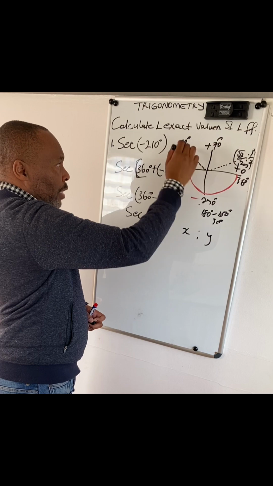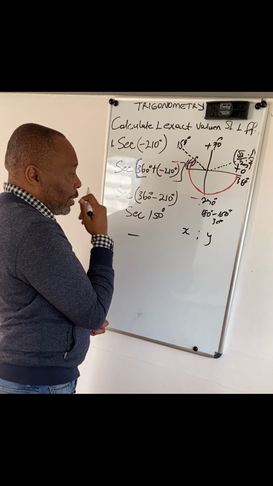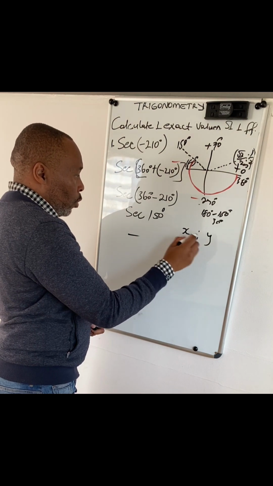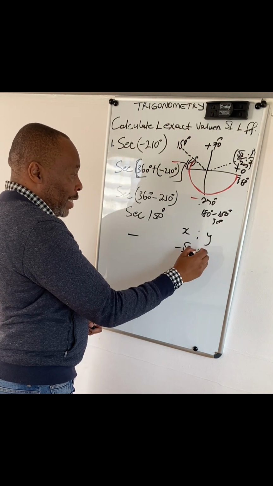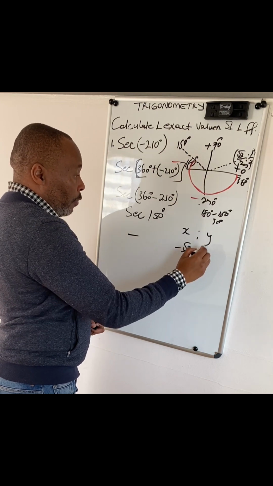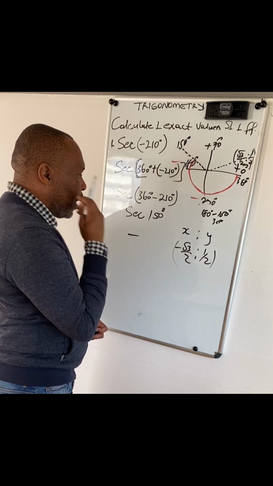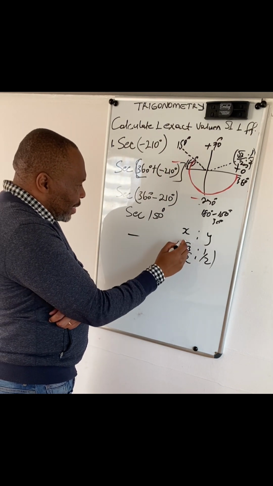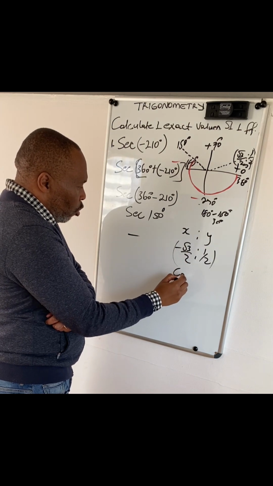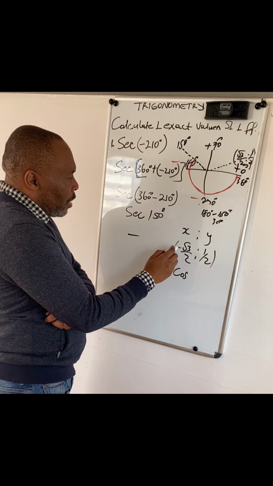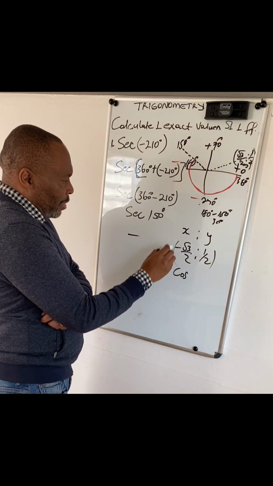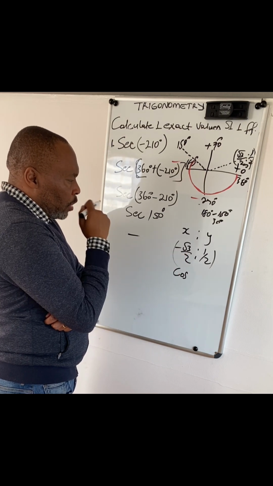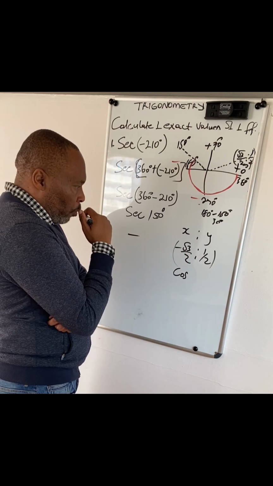But we are not in the first quadrant, we are in the second quadrant, and in the second quadrant all the x values are negative. So we've got negative root 3 over 2 here, and y remains positive, therefore it is a half. So it's like this in the second quadrant at 150. Okay, but this value here represents cos. Let's leave the minus there. If root 3 over 2 is cos, then the inverse of cos would be what?